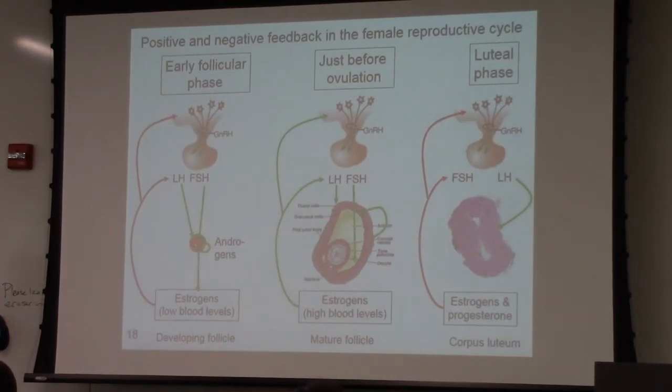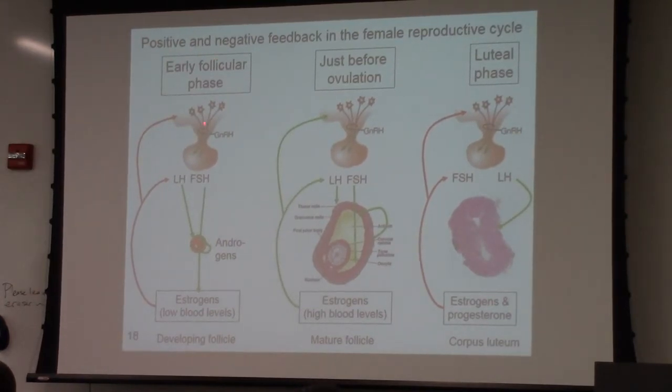So here is a summary. During the follicular phase, this is a summary really focusing on the endocrinology, but remember the endocrinology and the physical changes are all linked. During the follicular phase, these little star things are supposed to be hypothalamic neurons that are releasing GnRH into the median eminence, causing the anterior pituitary gonadotropes to release LH and FSH, which stimulate.